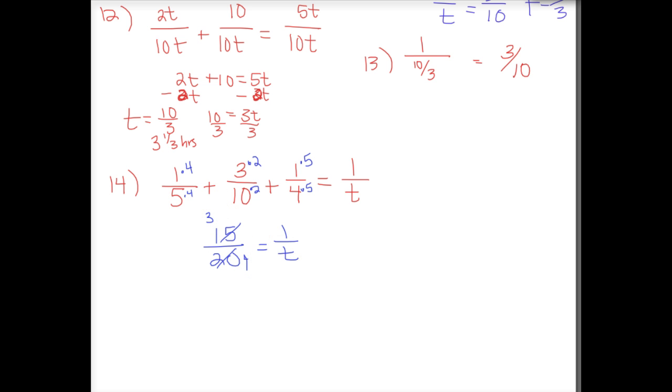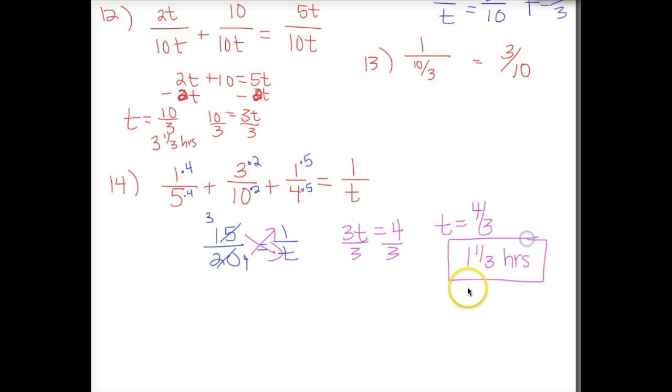And then I can very simply solve by cross multiplying here. So 3 times t is 3t. 1 times 4 is 4. Divide by 3. And t equals 4/3. Again, we're solving for how long it would take all of them working together. So 4/3 hours, or 1 1/3 hours, would probably make a little bit more sense there.